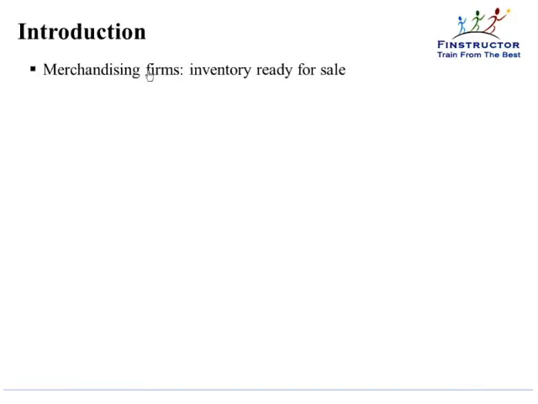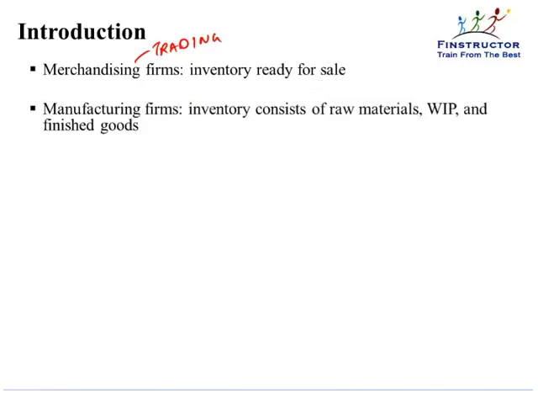Now, for merchandising firms or trading firms, inventory is normally always ready for sale. That is, we purchase material and distribute it forward. For manufacturing firms, inventory could either be raw materials that have not yet been processed, or work in progress, also known as semi-finished goods, or finished product that is yet to be sold. Please note that inventory is a balance sheet item.